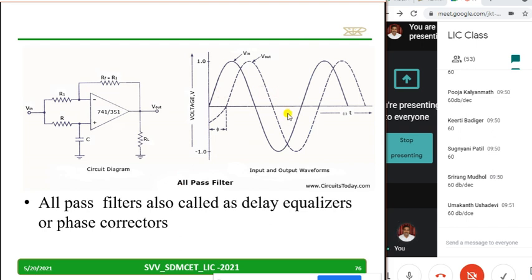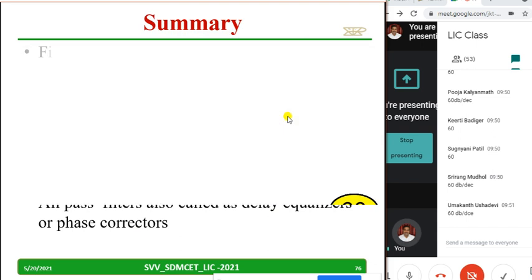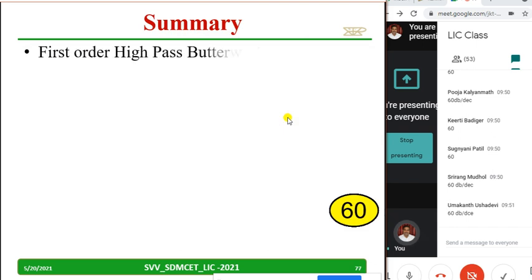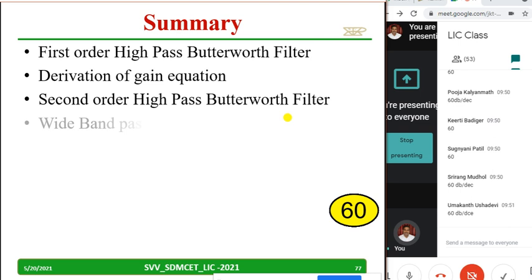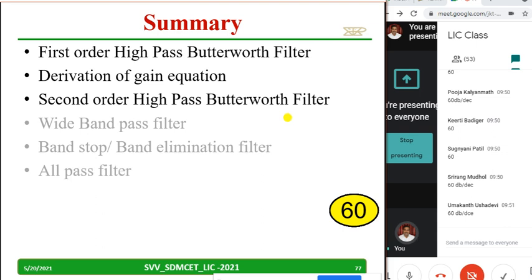And let me ask you one question, but before that, go through the summary. First order high pass filter you have discussed, derivation of gain, second order high pass Butterworth filter, wide band pass filter, band stop filter using low pass and high pass, how we can do it, and the all pass filter we have discussed so far. Up to second order high pass Butterworth filter is in the syllabus; wide band pass and band stop are for your reference.